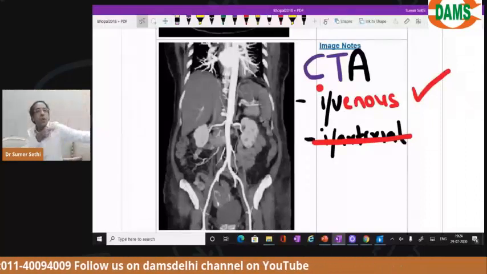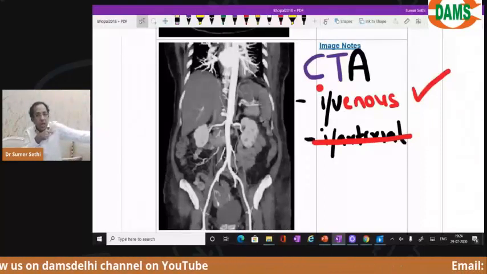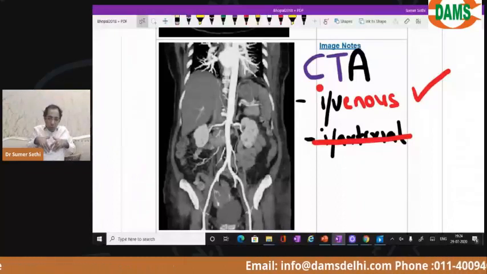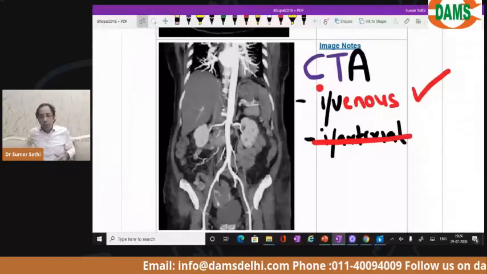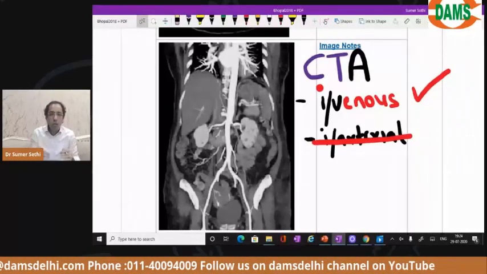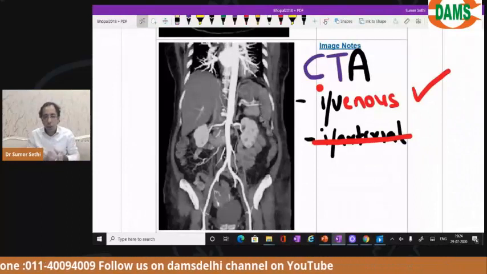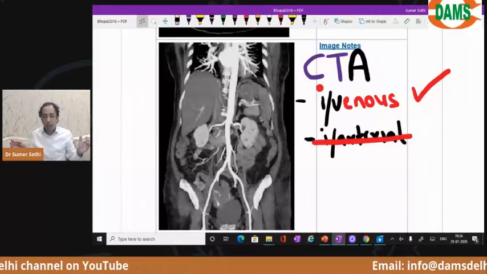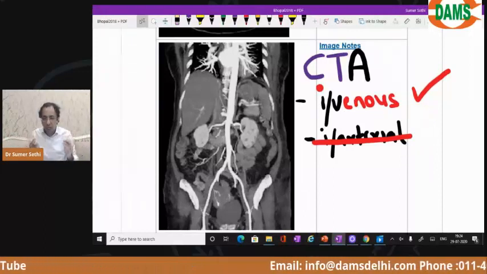It goes from my arm into my brachial vein, into the axillary, into the superior vena cava. Then it goes into the right atrium. From the right atrium, the dye goes into the right ventricle. The right ventricle will pump the dye into the pulmonary arteries. Okay. From the pulmonary arteries, the dye will go into the pulmonary veins.